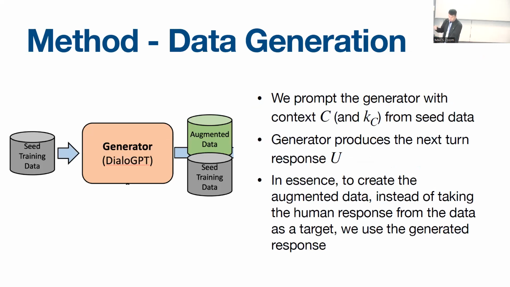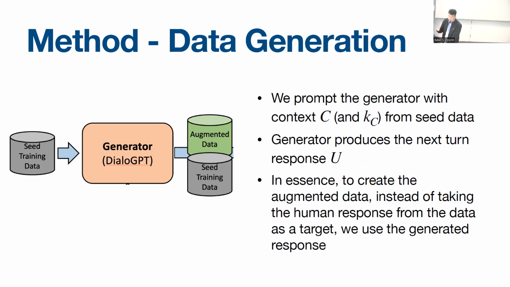So in the first phase of the process, the generator is given some dialog context sampled from the seed training data. And in knowledge-grounded conversation, we also give it retrieved knowledge pieces from the retrievers. Specifically, we give the last two turns as context and the top three matching pieces as knowledge to the generator to predict the next system utterance.